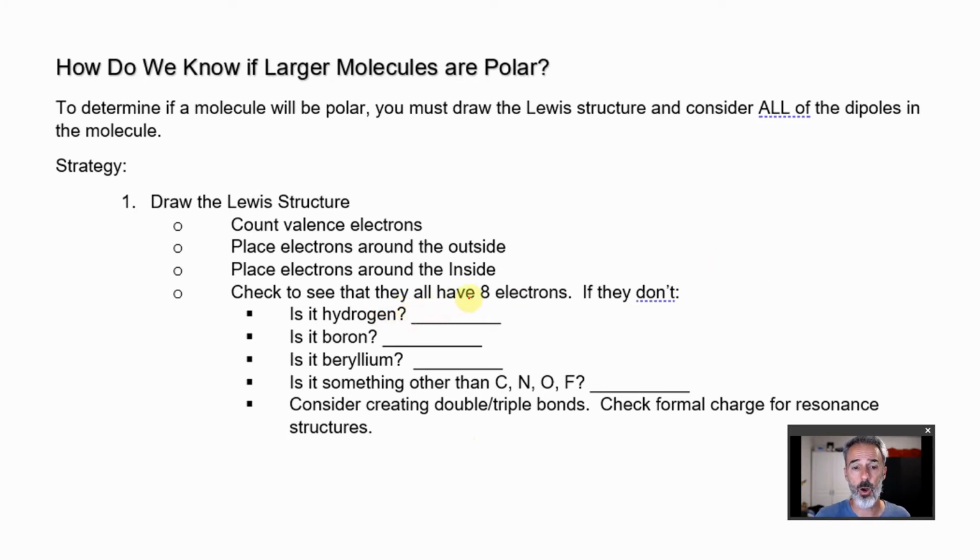Now, the other things that will show up in here, and we'll just put it down right now, is remember that all atoms need 8 electrons, except for hydrogen, which only needs 2, boron, which only needs 6, and beryllium only needs 4. Sometimes people don't learn about beryllium, but if you've never heard that, that's true.